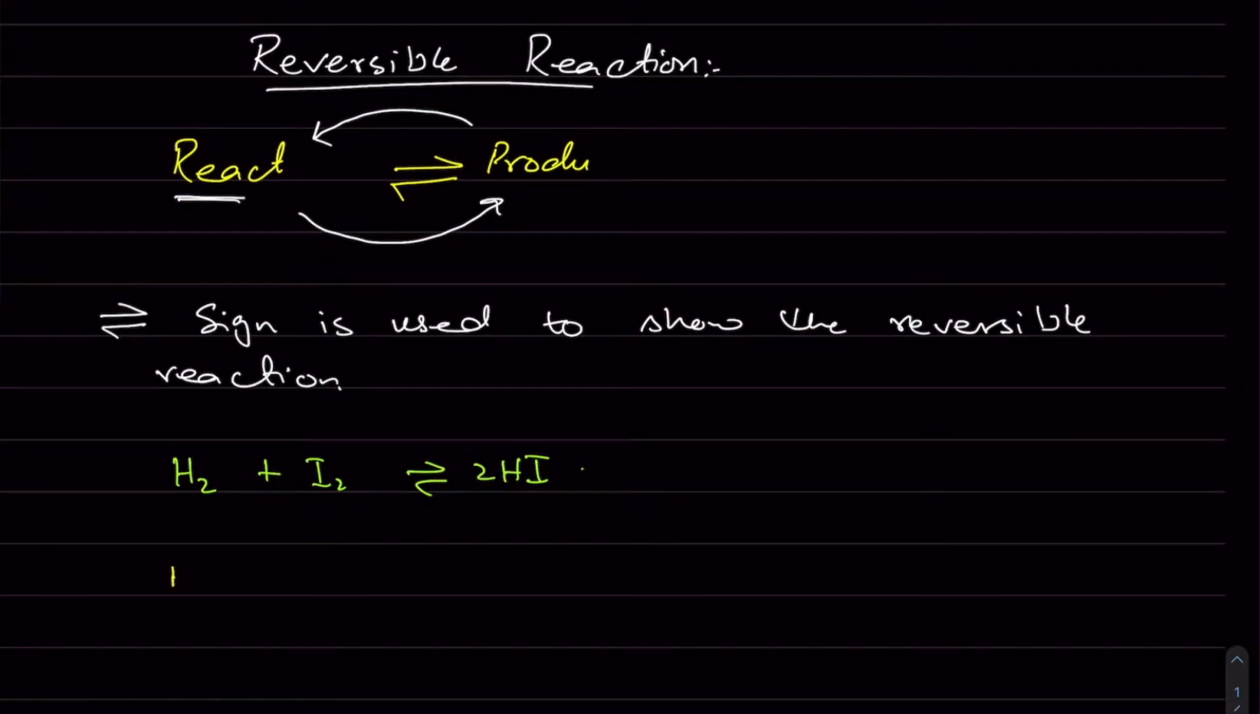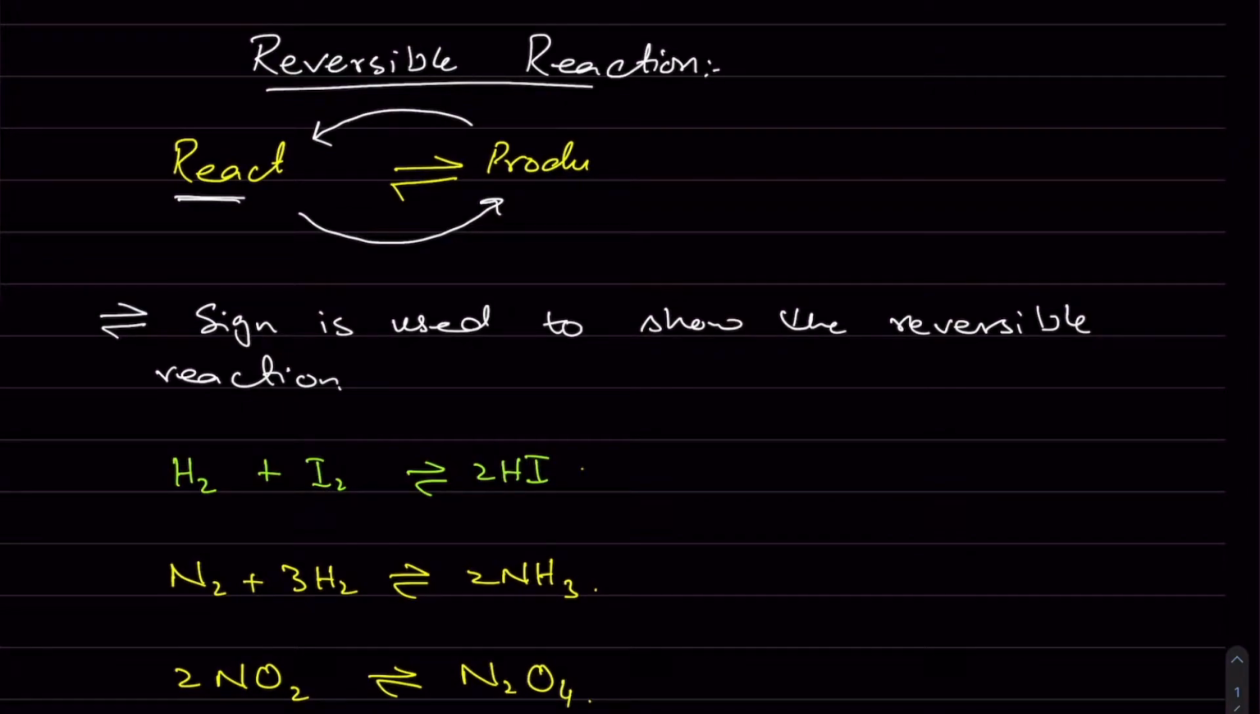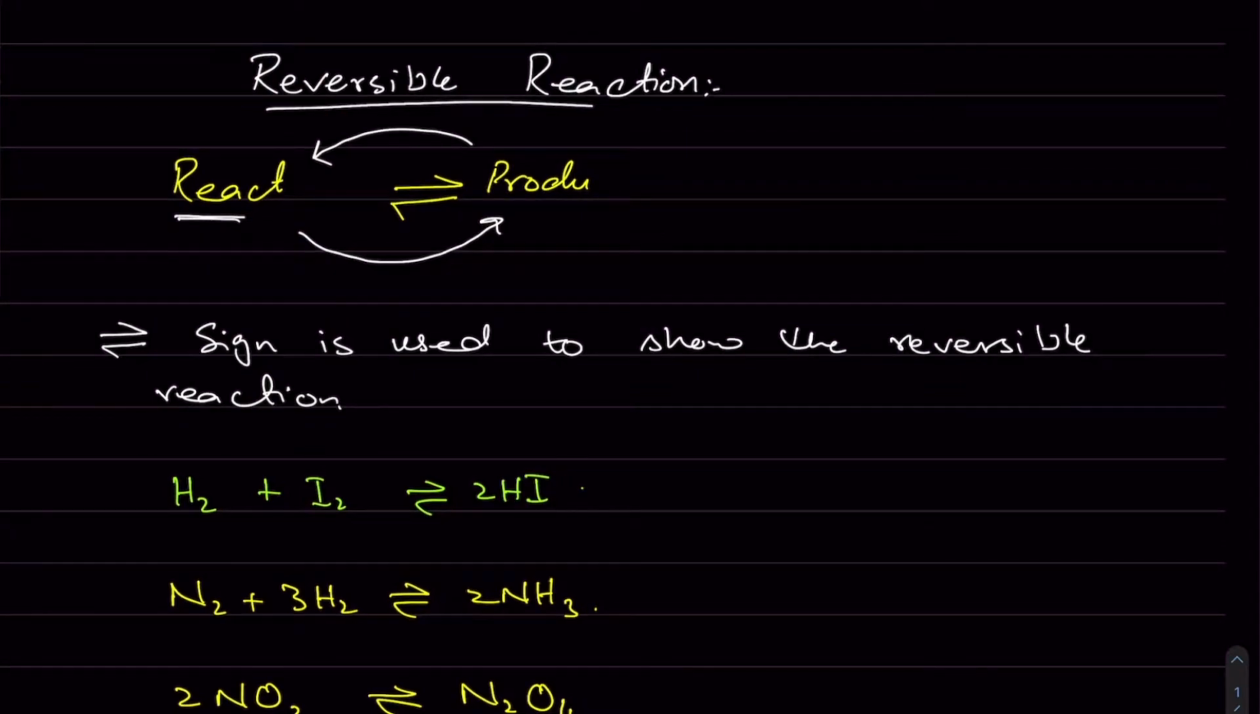Another example is nitrogen and hydrogen. These two reactants react with each other to form ammonia. Again, this is a reversible reaction. Two molecules of NO2 react with each other to form N2O4. This is also an example of a reversible reaction. Again, I repeat, a reversible reaction proceeds in both directions, forward as well as backward.